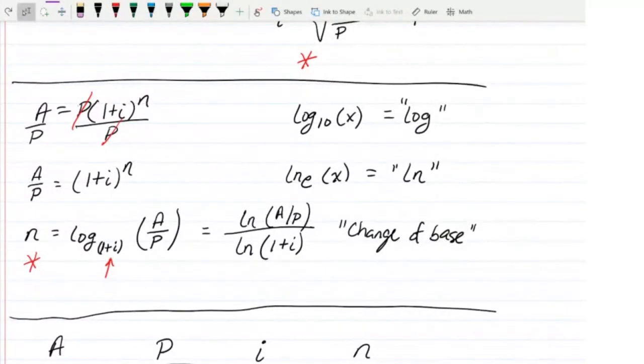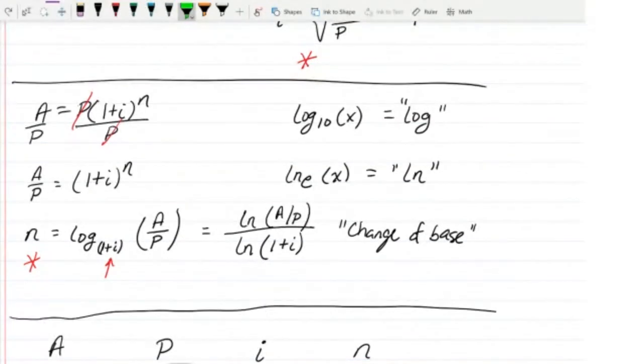Here's the last one. If I'm solving for n, remember I've already solved for A, I don't need to do anything for that one. But if I'm solving for n, now that's the exponent. Well, if I'm solving for the exponent, that's a logarithm thing. That's what we learned last week. So I'll start by doing the same thing by dividing by P to make it look specifically like a base exponent power relationship. And then I'll use a logarithm.